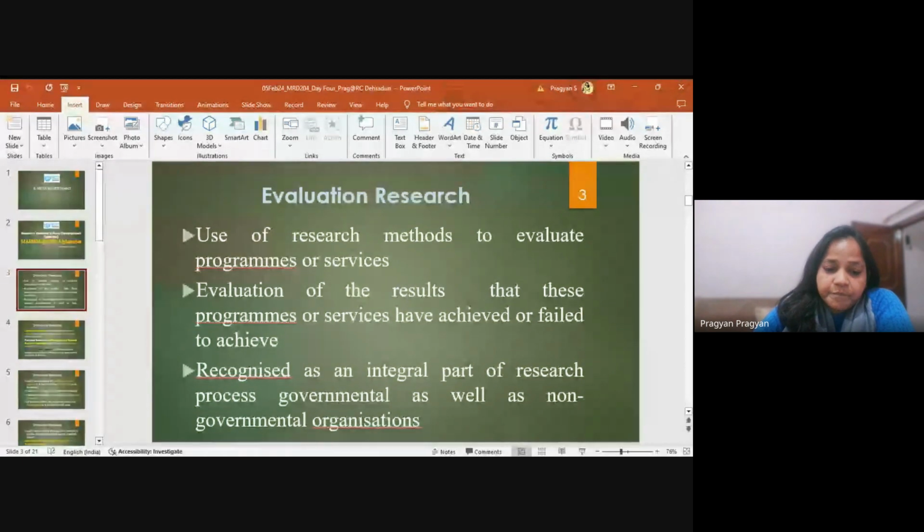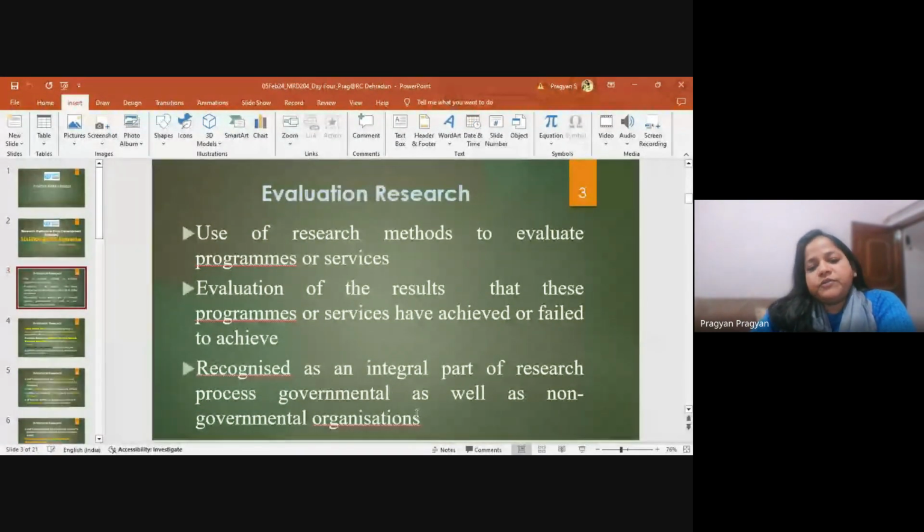Why? For instance, let's take one example. As you can see from the slide, one type of research method is known as evaluation research. As the name suggests, evaluation research is very productive, very profitable for rural development areas. Why? Because this is a research method that helps us understand the strengths and weaknesses of a particular development program.